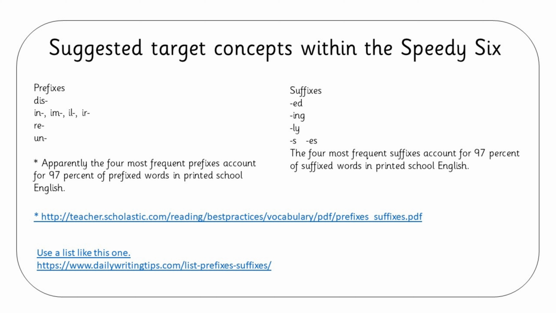But suggested target concepts within the Speedy 6 might be your really important things like prefixes, suffixes, etc. Think about which are the high frequency prefixes, the high frequency suffixes. So as we did with the phonics, high frequency graphemes, the high frequency words. Think about the words the children are going to read in the books they want to read and the writing they want to use. So we want to make sure they do have all those basics, but don't get hung up on lists of prefixes and you go through them. It's boring. It's out of context. Use the ones that are important, but link it with their work.